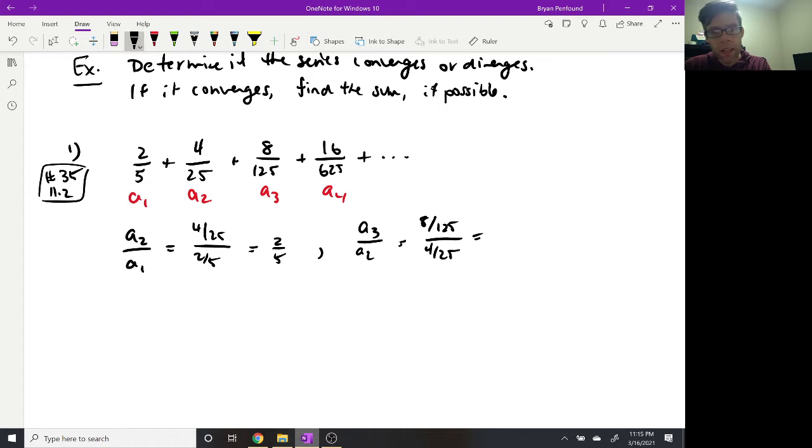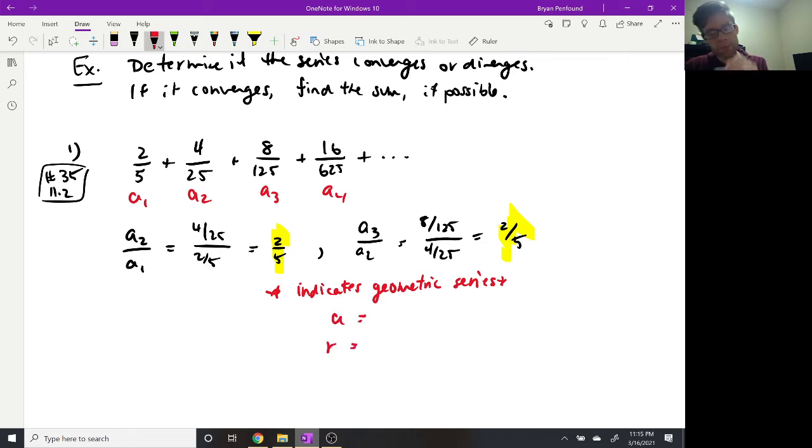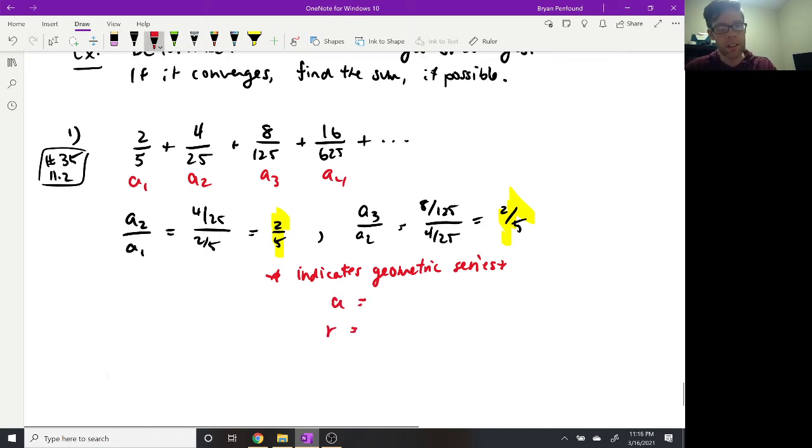So we can go ahead and divide A3 by A2, and we're going to notice that we get 2/5 again. Okay, because I'm getting the same common ratio here, this is an indication that this is likely a geometric series. So our goal is to figure out what is A and what is R.